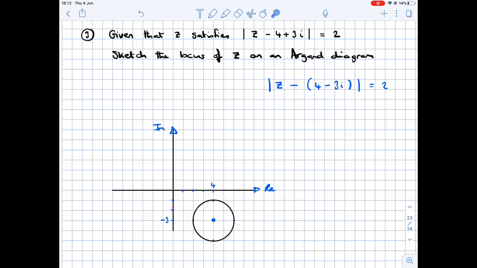So the point z really represents any point on this circle, because at any point it is a distance of 2 from the centre point.